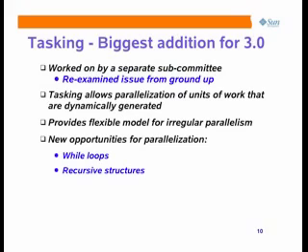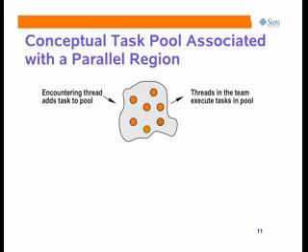When you're using tasking, conceptually there's what you could call a task pool that's associated with a parallel region. So if you start a parallel region and you define your tasks in that parallel region, then conceptually each of these tasks is thrown into some kind of pool, and then the threads in the team will be picking tasks out of that pool and executing them.